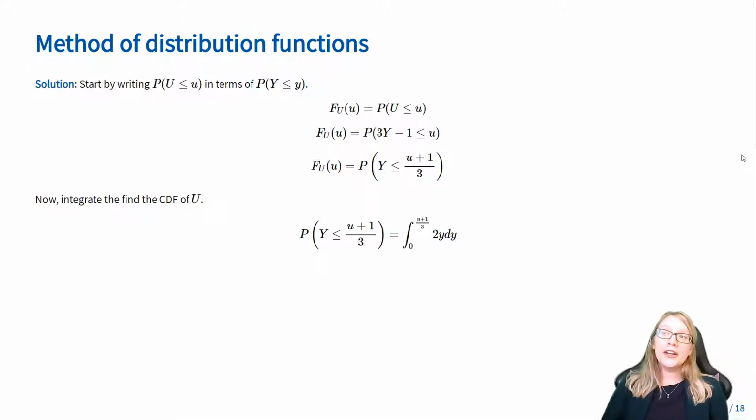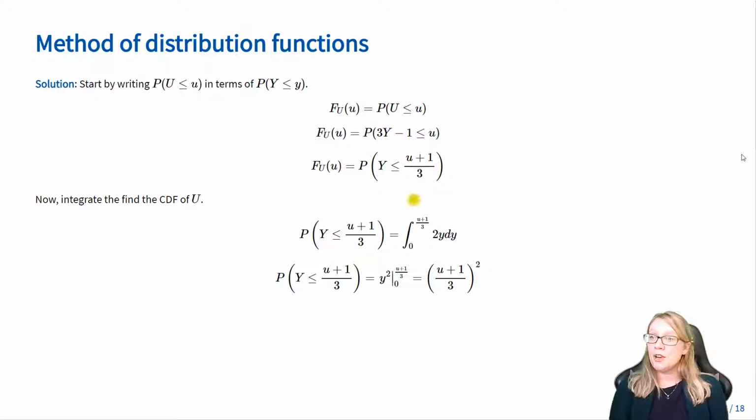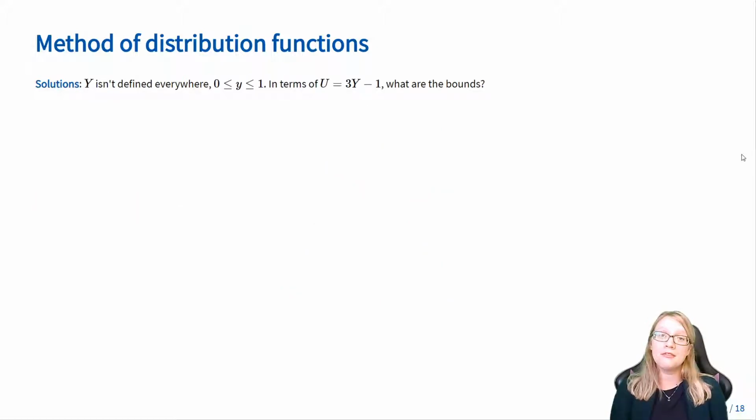So now we can integrate this to find the CDF of u by integrating the PDF of y with respect to y over this new range that we've generated, from 0 to (u plus 1) over 3. This gives us y squared evaluated from 0 to (u plus 1) over 3. So we get ((u plus 1) over 3) squared for our probability that y is less than or equal to (u plus 1) over 3, which is in fact the CDF of u. So here we go, we've got our CDF now.